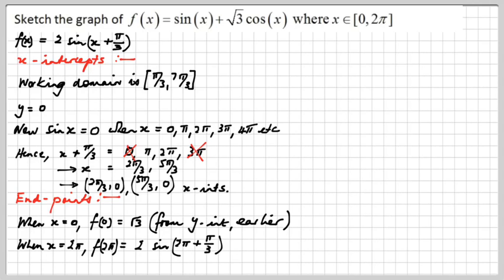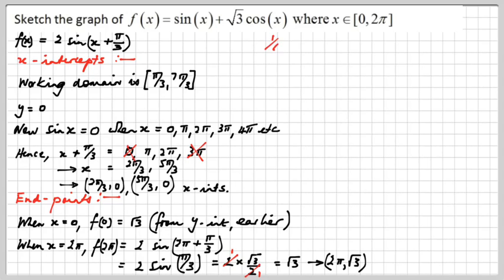The other one is when x is 2 pi. You get f of 2 pi is 2 sine of 2 pi plus pi on 3, which is just the same as 2 sine of pi on 3. And you get root 3 for that. Bang, root 3. So that means 2 pi, root 3 is the coordinate of the right-hand endpoint. Yes! Now, are we finished yet?